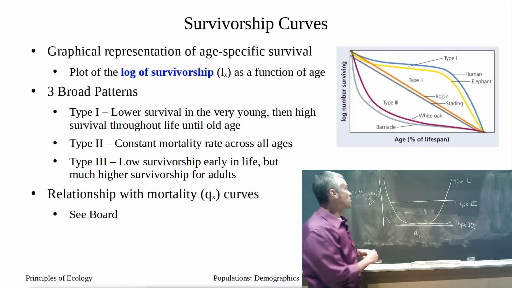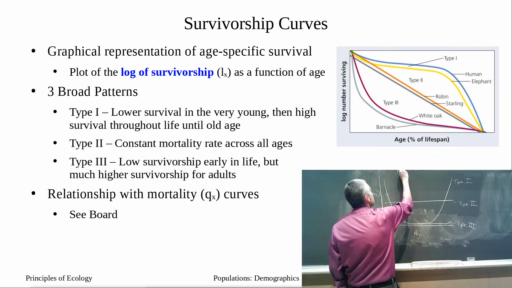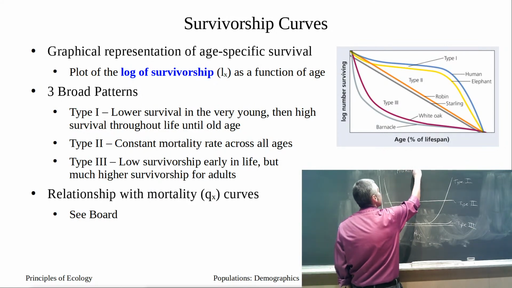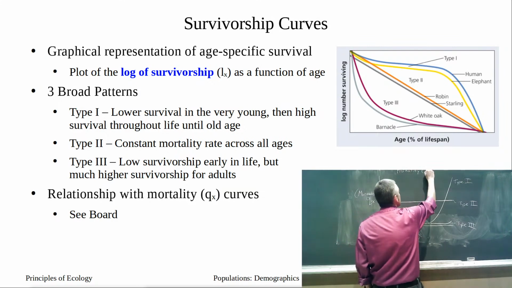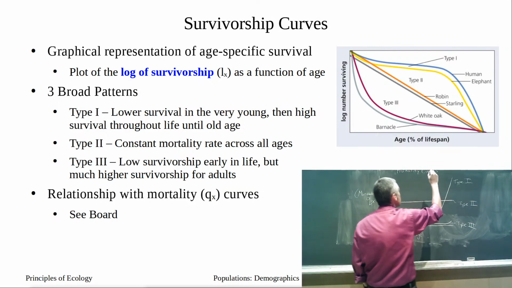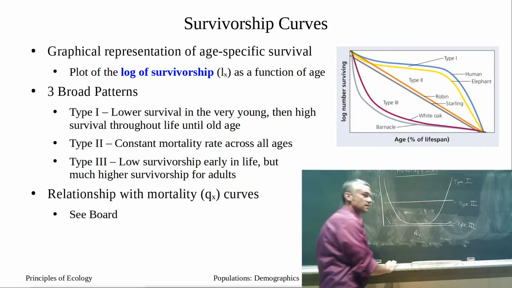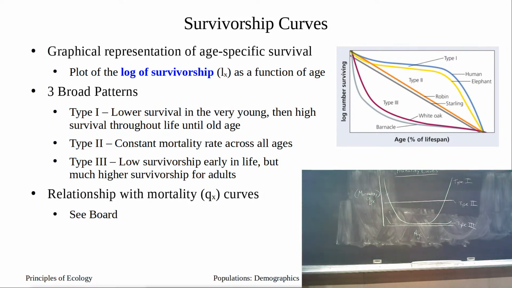So these are the mortality curves. We talked about survivorship curves. These are the opposite. These are the mortality curves. So survivorship and mortality go hand in hand.